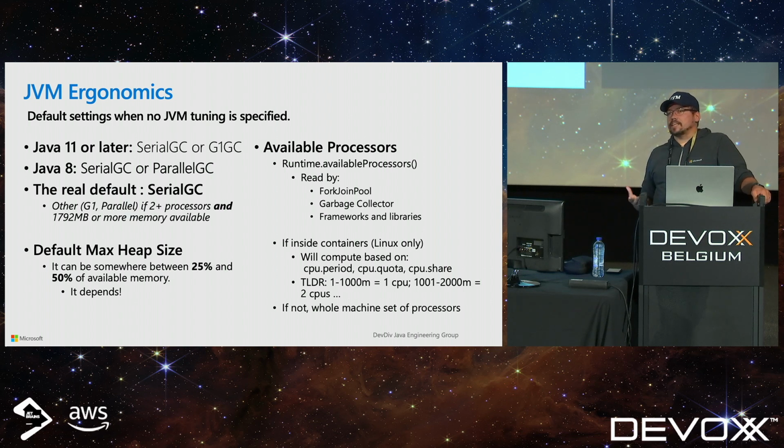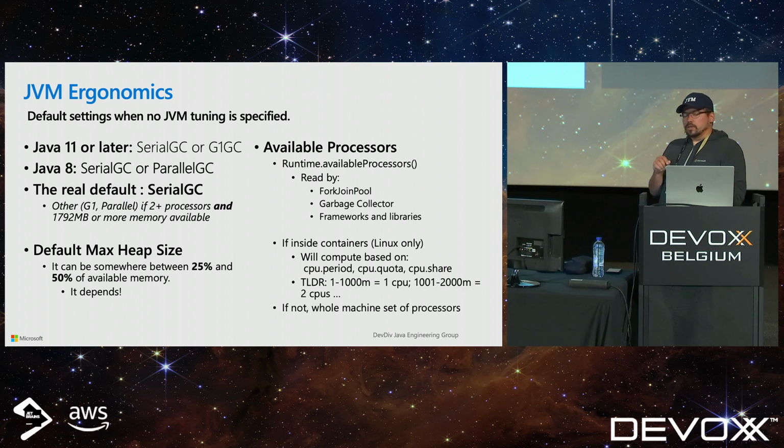The default max heap size can be 25%, it can be 50%, or it can be very close to a 128 megabytes value. Between 256 and 512 megabytes of available memory, you get roughly 128 megabytes. So in the end, it depends, especially if there is a bug in OpenJDK.